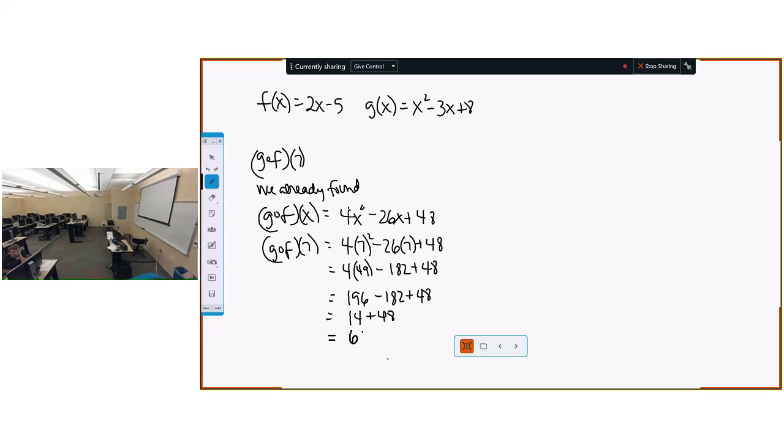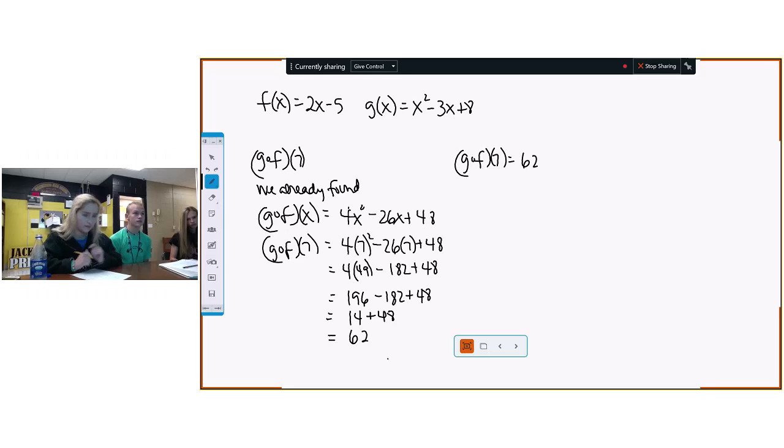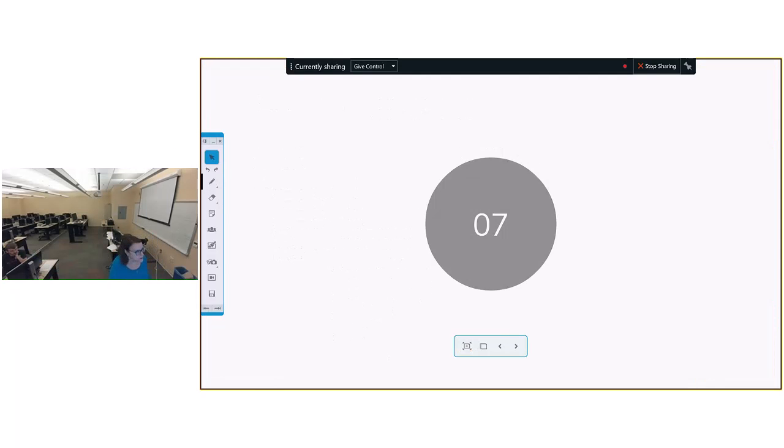62. So that says g circle f of 7 equals 62. Or again, we could have just fed f into g of x, taken the output of that, plugged it in as x and f of x, and we would still get 62 there. How we doing? We getting it? Yeah. It's easy to make mistakes on these, so just be careful as you go through.